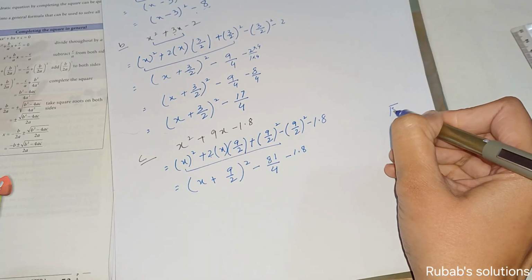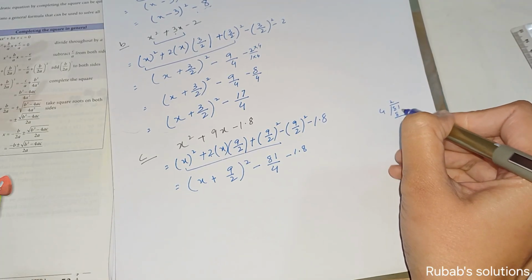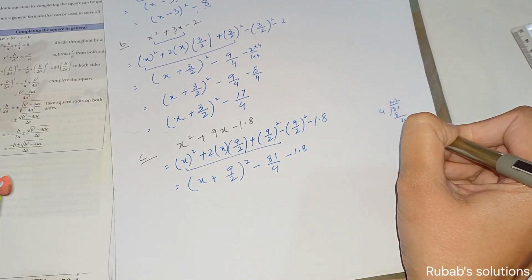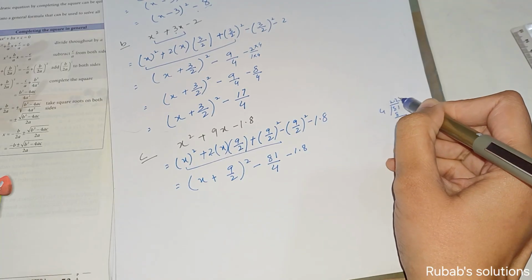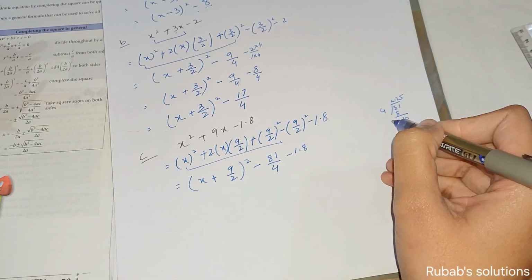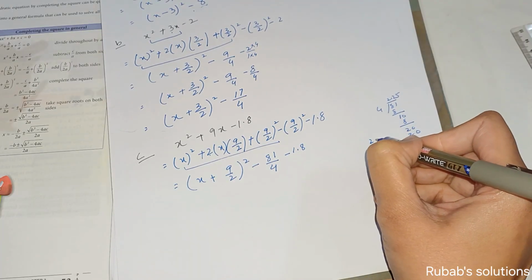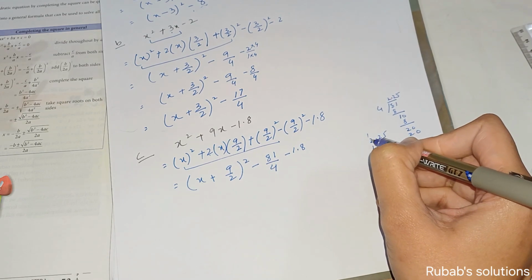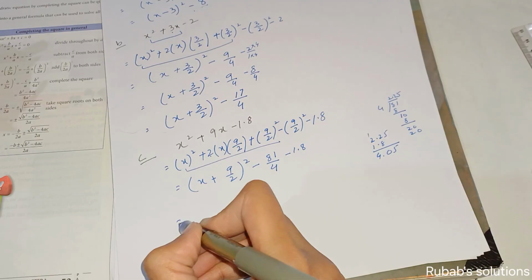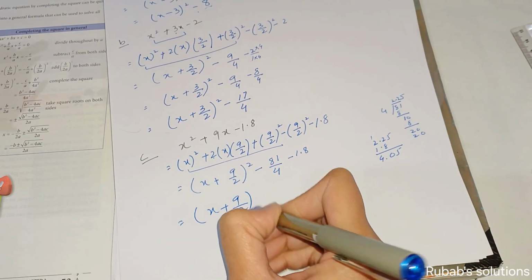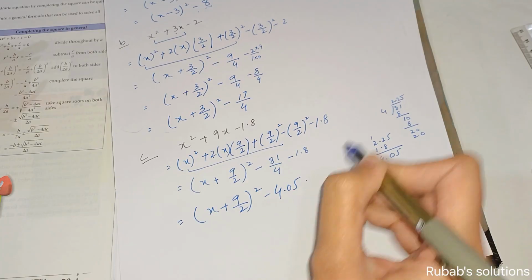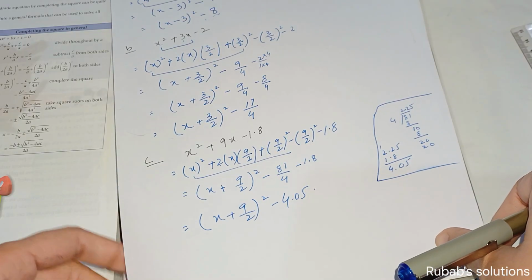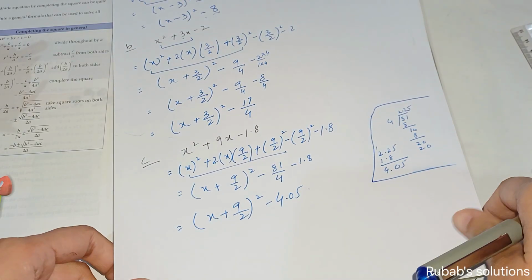81 divided by 4, we can divide 81 by 4, 4 twos are 8, and it will be 1.0, 4 twos are again 8, it's 20, 5s are 20, so the answer is 20.25 minus 1.8. Basically I have to subtract 1.8, 5, 8 to 10, 2, 3, 1 and 4. 18.45 will be your answer. X plus 9 by 2 whole square minus 18.45. These types of questions often come in your paper 1, so there is no calculator in your paper 1, you have to do it by yourself. So that's why I did all this rough working as well for you people.